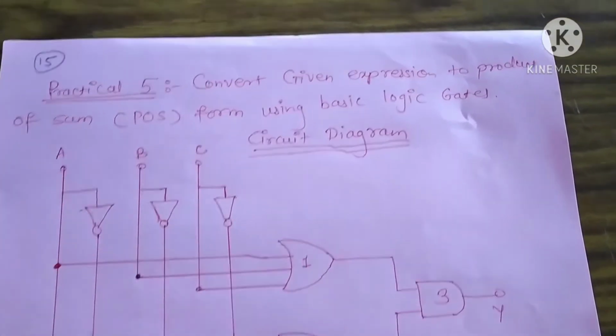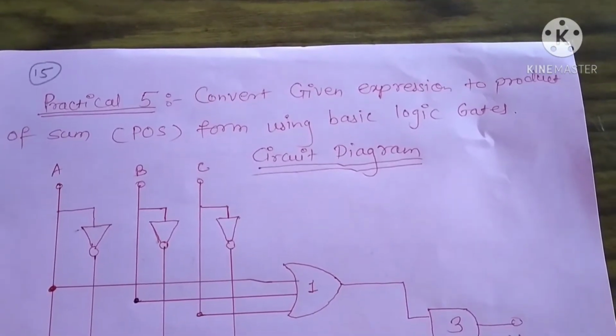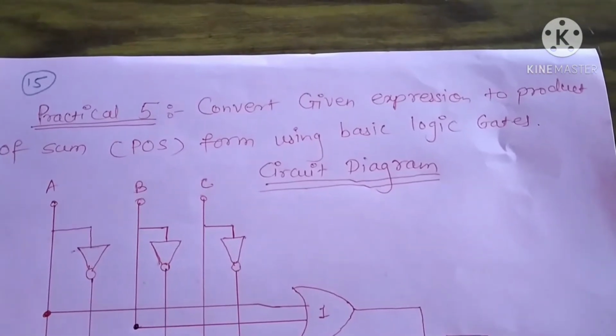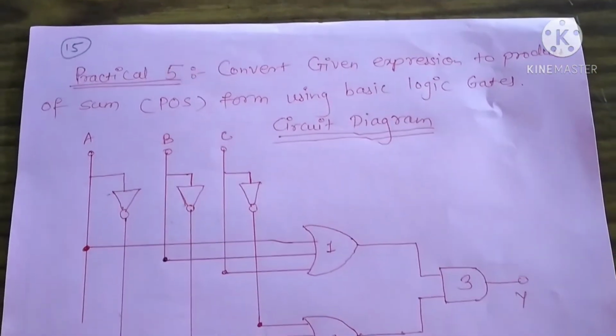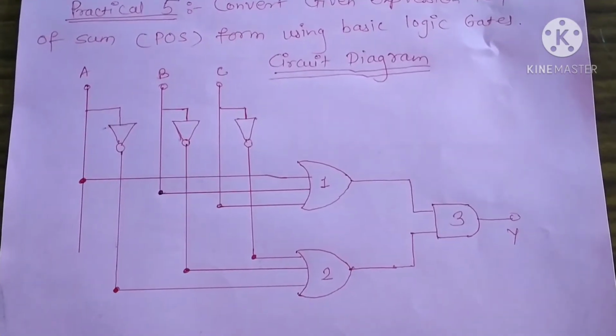In this video, I am going to explain practical number 5. The title of this fifth practical is: Convert given expression to product of sum, that means POS form, using basic logic gates. In this practical, they have given the circuit diagram.